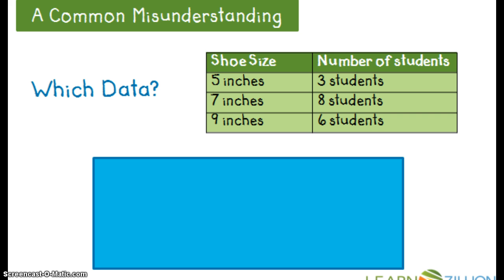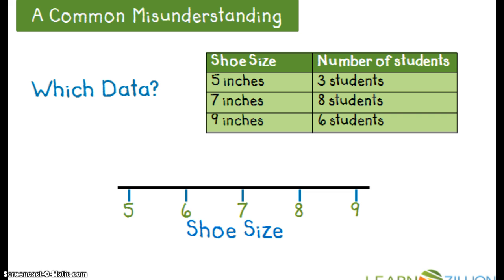Instead, we should put the shoe size as our x-axis. And then we can plot our data for the number of students. We can tell how many times the shoe size happened.